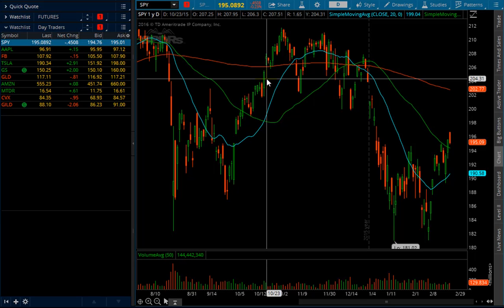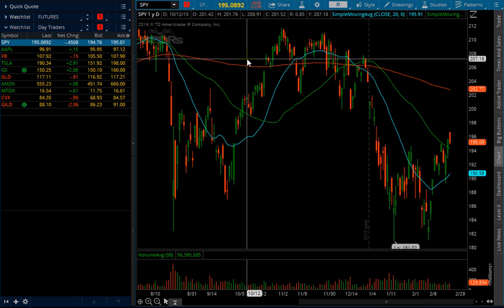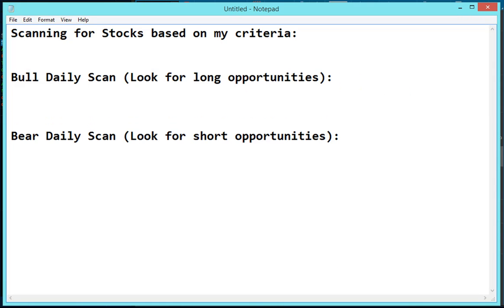So knowing that, now that you have a little bit of background about the SMAs, these are the three main SMAs that I'm going to be using to create a bull scan or a bear scan. So what we'll be doing in here is the bull scan. Since we're looking for long opportunities, we want price above the 200 SMA, right? Does that make sense? Because we are looking for opportunities that are always in the uptrend for the most part.